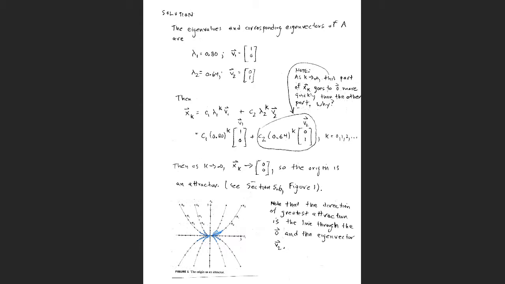And that's because the second portion of the xk vector just goes to the zero vector more quickly. So the direction of greatest attraction would be a line through the origin, the zero vector, and the eigenvector v2. Initially, when the vectors start getting pulled into the origin, does their approach look more vertical or more horizontal?